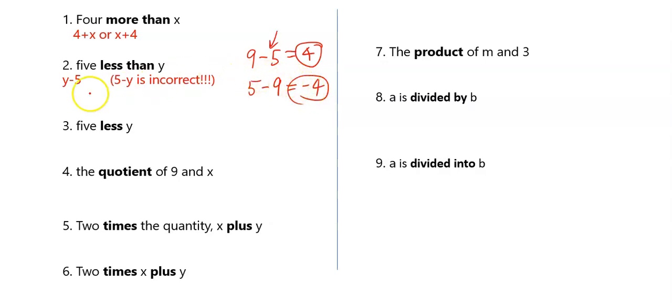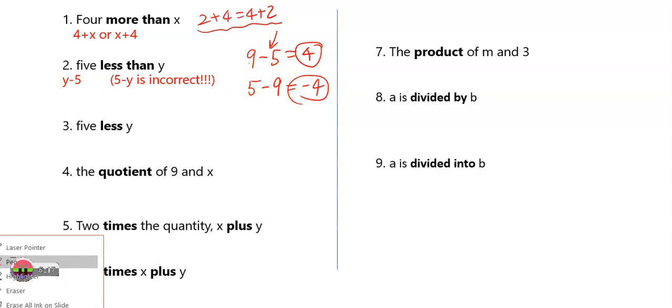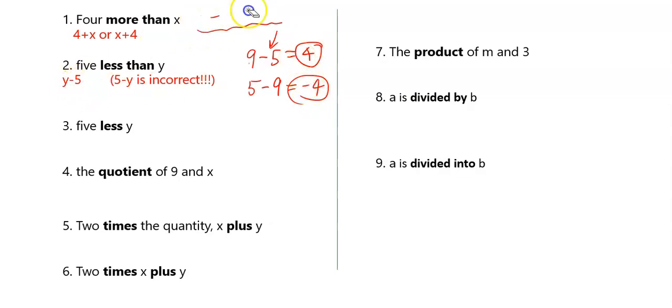So the reason we cannot switch them here, but we could switch them for number 1, is because 2 plus 4 equals 4 plus 2. For addition, we have this commutative property. We can switch them, but it doesn't work for subtraction. 9 minus 5 and 5 minus 9 give us different answers, and they are opposites of each other. So subtraction doesn't have this property. That's why we cannot switch them.